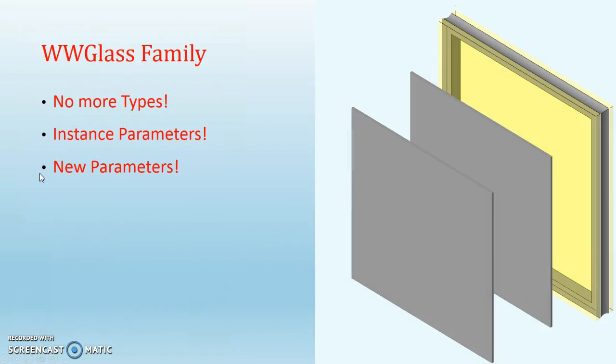To use this new GG 2.0, you need to use a new family called WW Glass. It doesn't work for the old family you're using, W75T1. This new family doesn't use type parameters anymore, so you don't have to create new types, and all those type parameters have become instance parameters. And I'll show you what I mean by that.